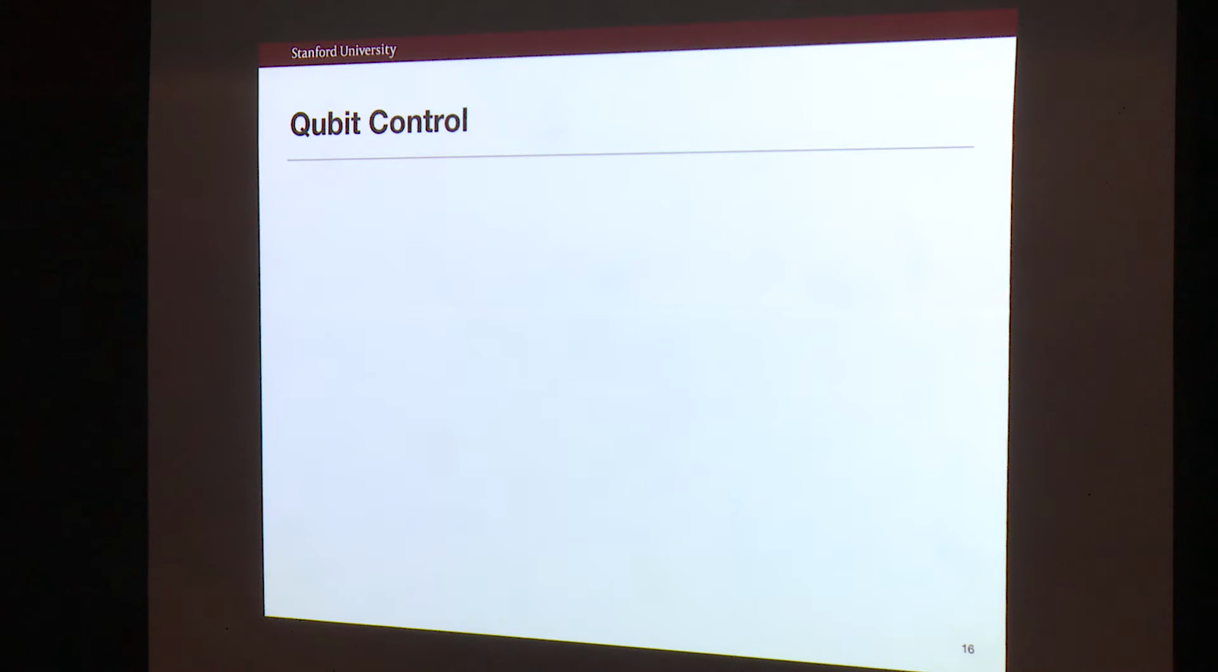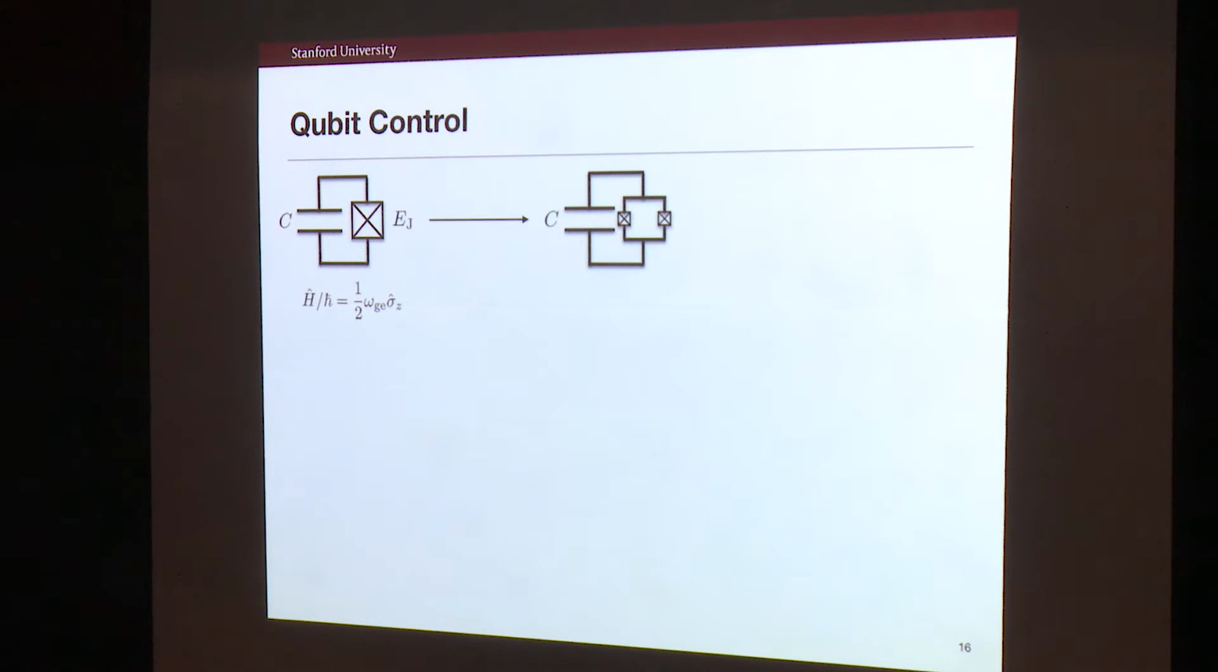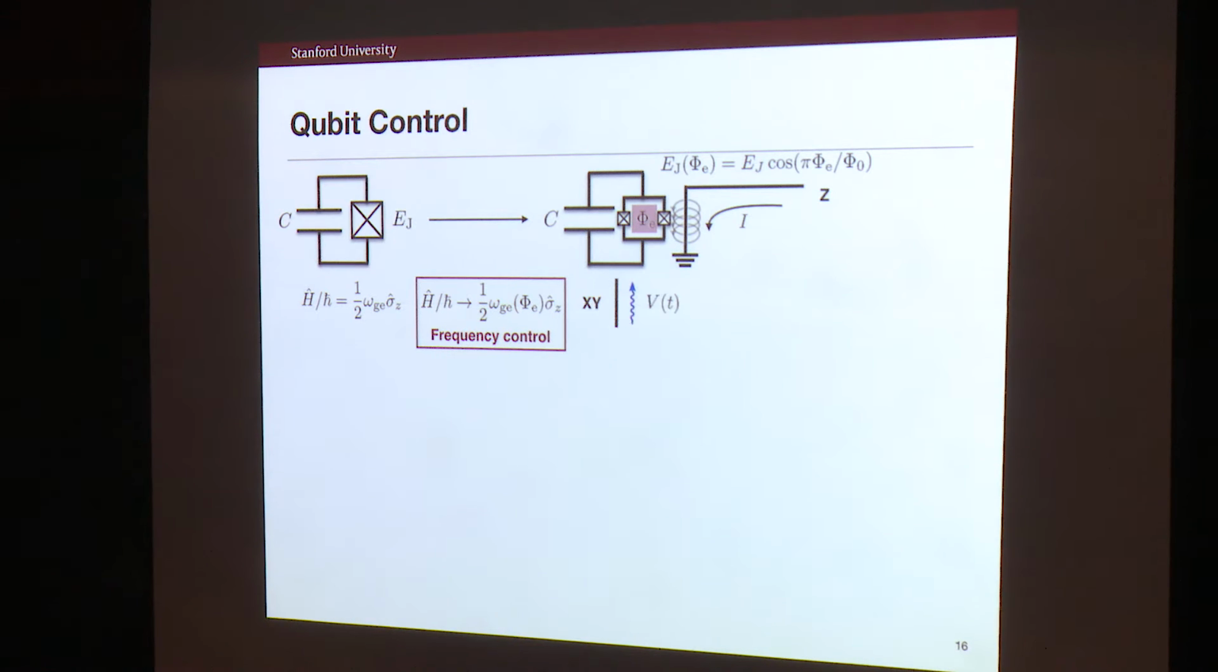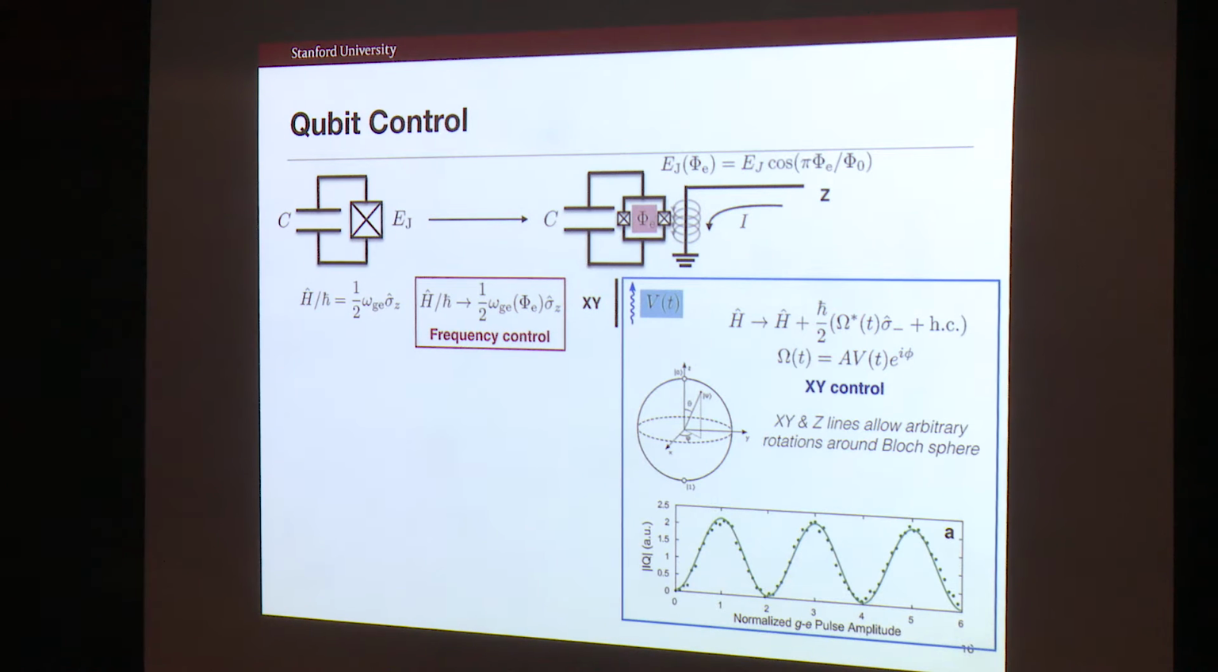So that gives you your two-level system, and then you need to control it. There's a few ways of controlling these circuits. You can change the Josephson energy by splitting a junction into two junctions and making a SQUID. So a current would then change the energy. So effectively, you're controlling sigma z. And you can drive X and Y by sending a voltage in. So this gives you full control of the qubit.